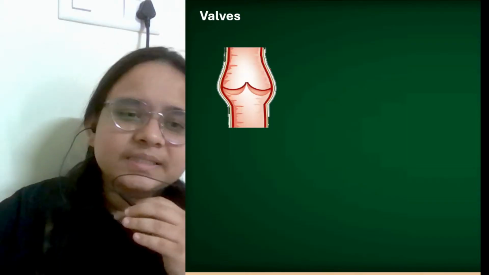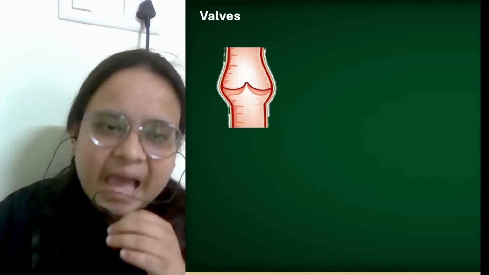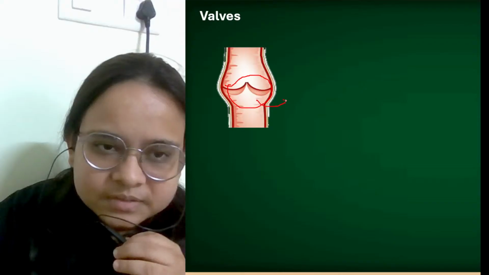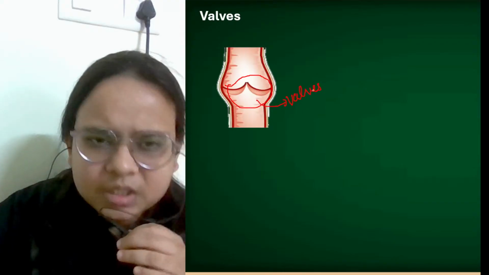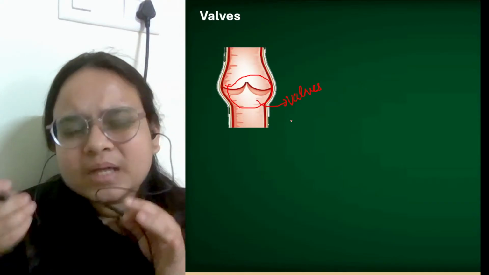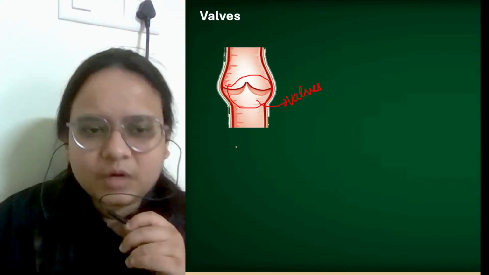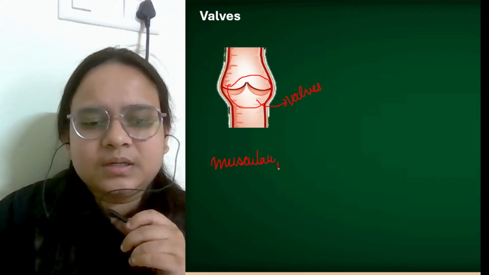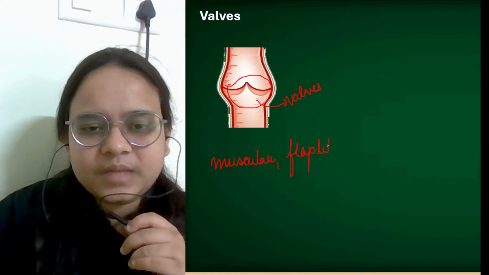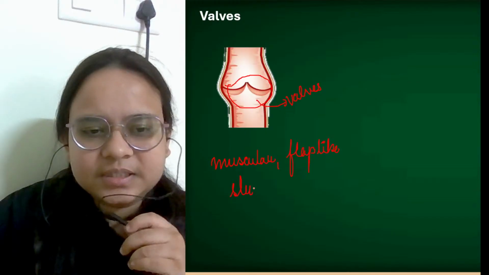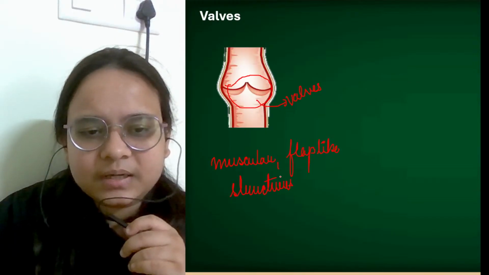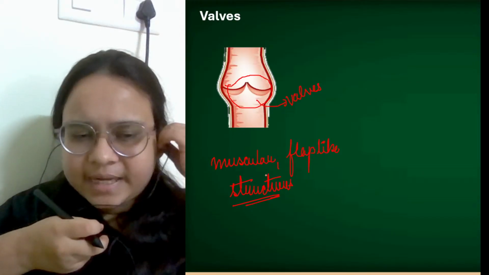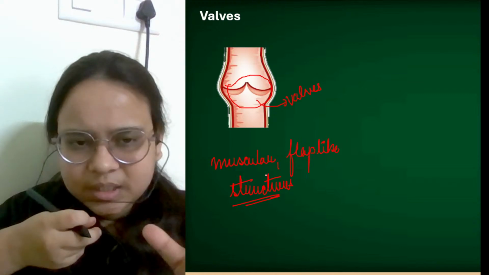Now this is the blood vessel, and these flap like structures are actually our valves. Now what are valves? These are actually muscular flap like structures. This is the physiology. These are muscular and flap like structures.